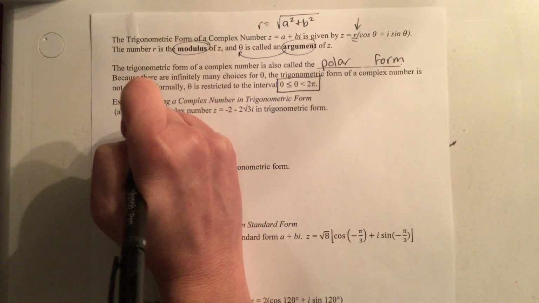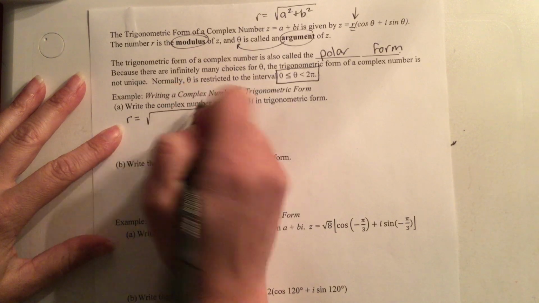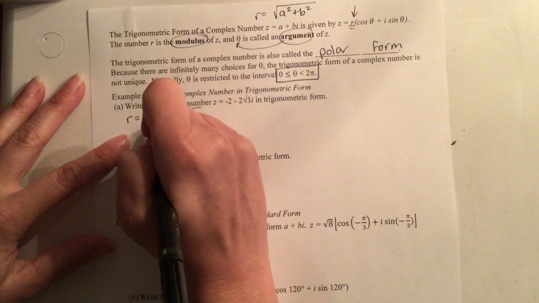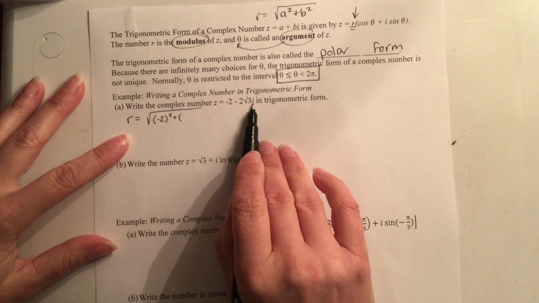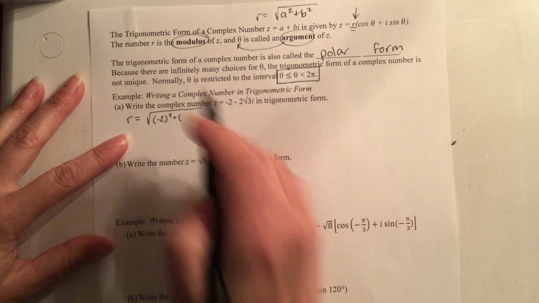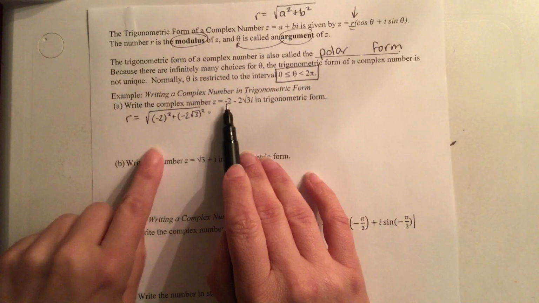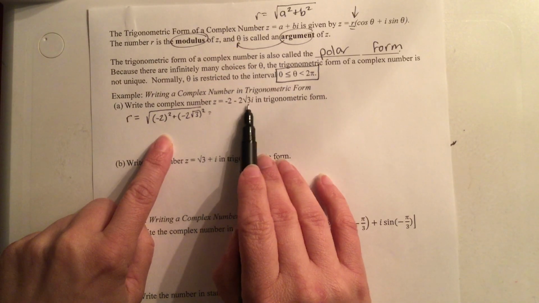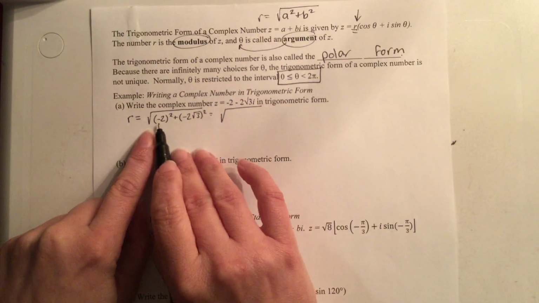Okay, so the first thing you want to do is find your modulus. You take the square root. The real value is -2 squared, plus the imaginary value. What's attached to the i? -2 square roots of 3. Okay, so it's the real value squared plus the imaginary value squared underneath the radical.